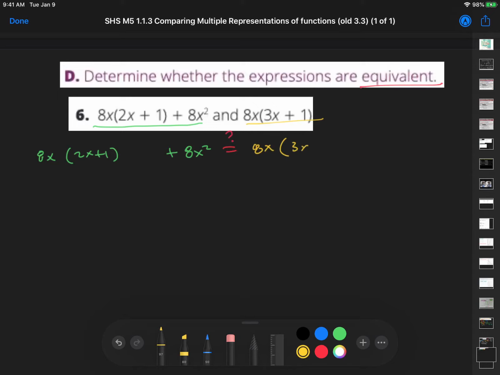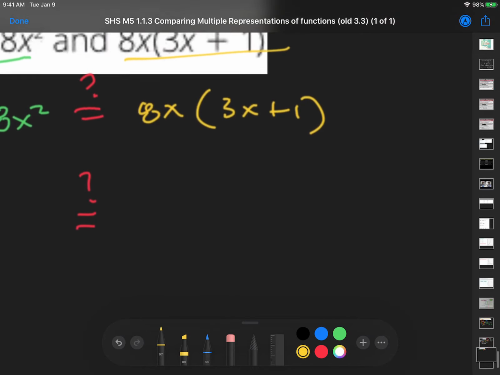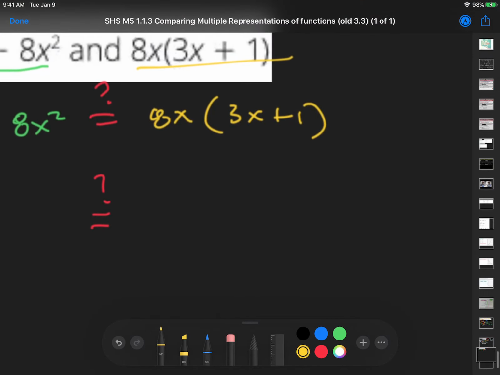8x times 3x plus 1. Let's do the easy side, the right side, yellow here. Remember, we are essentially distributing here. This is going to be multiplied to each of these terms. So 8x times the 3x, and then the 8x times the 1.